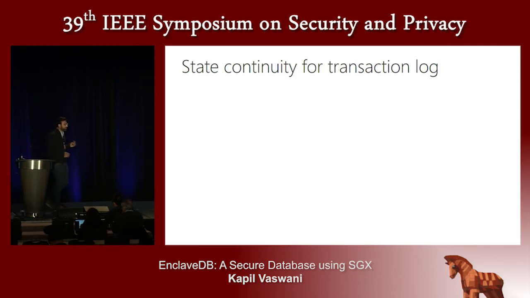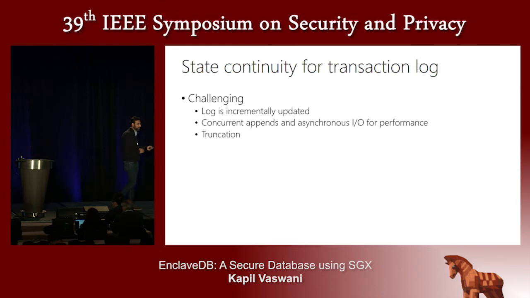But ensuring state continuity for the transaction log is a lot more challenging. And that's because, like I mentioned, the log is being updated incrementally. So the log is not a whole blob of state that you can keep writing out every time you update it. The log is being appended to, and the logging API supports concurrent appends, and it's asynchronous for high performance, and it's also being truncated. So to guarantee that when you recover, the log is the latest, is actually quite challenging.